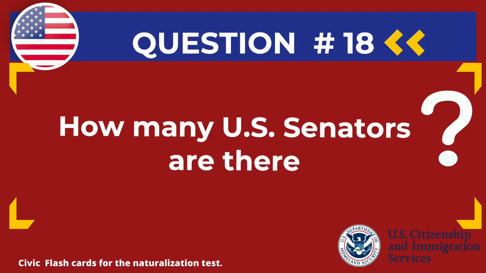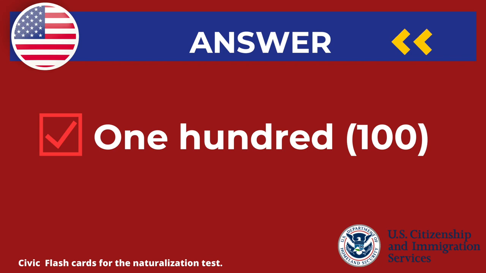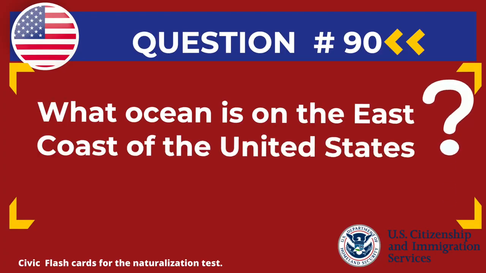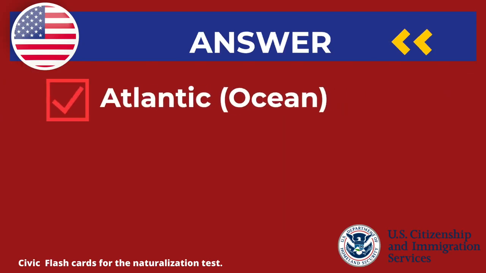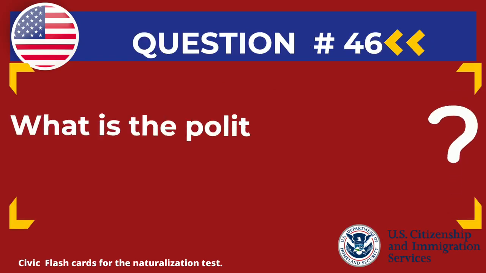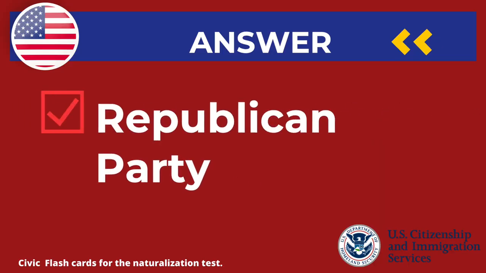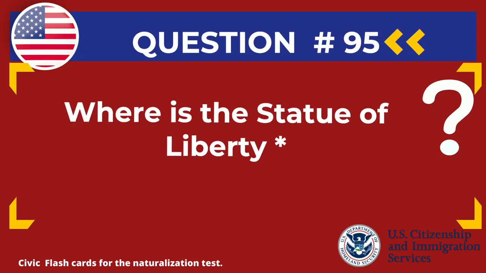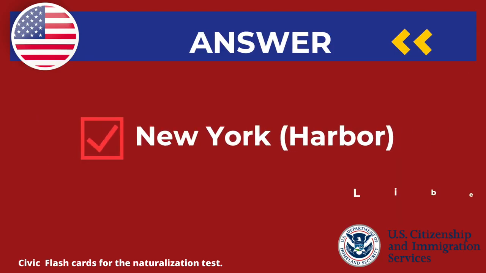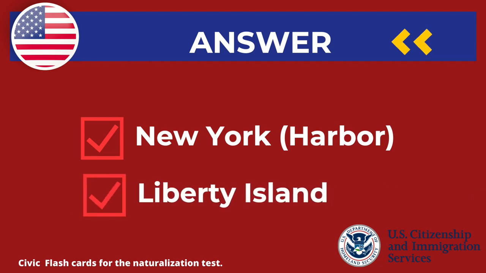How many U.S. senators are there? 100. What ocean is on the east coast of the United States? Atlantic Ocean. What is the political party of the president now? Republican Party. Where is the Statue of Liberty? New York Harbor. Liberty Island.